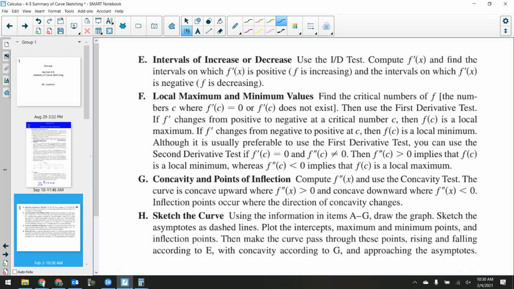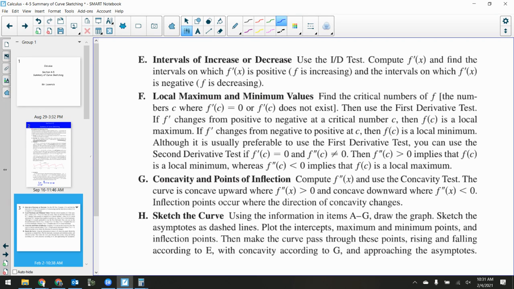Although it is usually preferable to use the first derivative test, you can also use your second derivative test to verify your results. Remember, if f double prime of c is a positive number, then it's concave up, which means it's a local minimum. If f double prime of c is a negative number, then it's concave down, which means it's a local maximum. And if f double prime of c is equal to 0, then there could be an inflection point at that value. Which leads us to concavity.